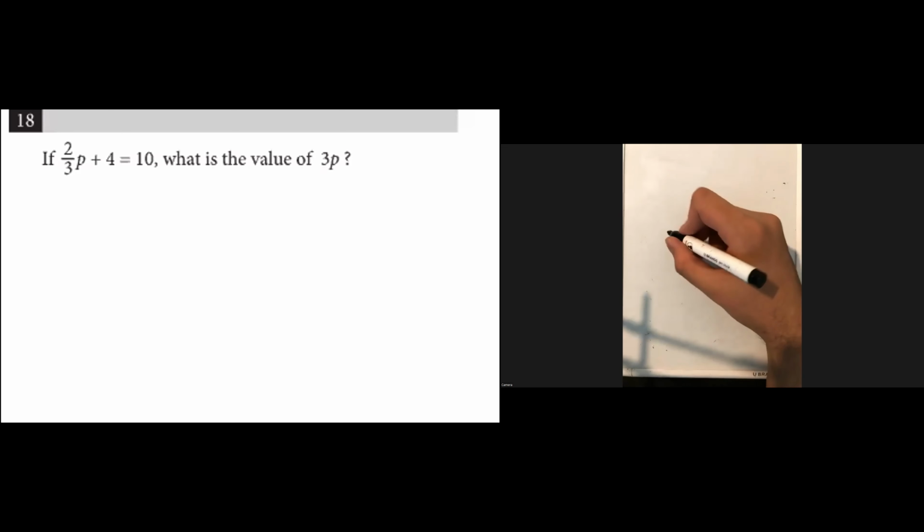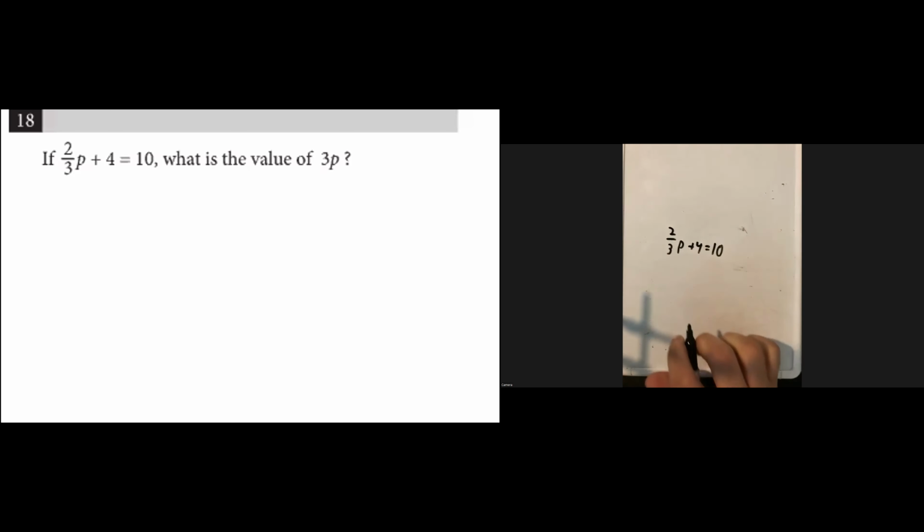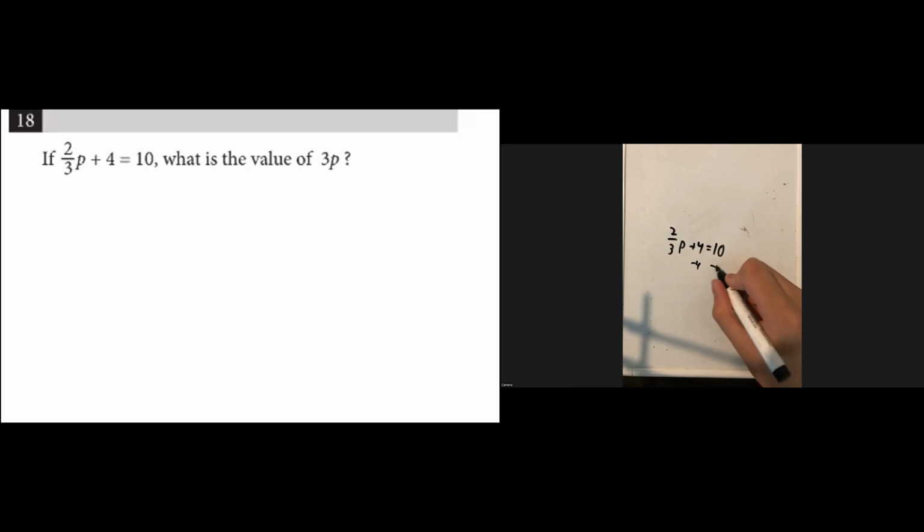All right, so for this one, we're given 2 over 3 p plus 4 equals 10. And what is the value of 3p? Well, just subtract 4 from both sides. We get 2/3 p equals 6. And 2/3 of p equals 6. That means that p equals 9. And then it's asking what is the value of 3p. So just 9 times 3, which is just 27.